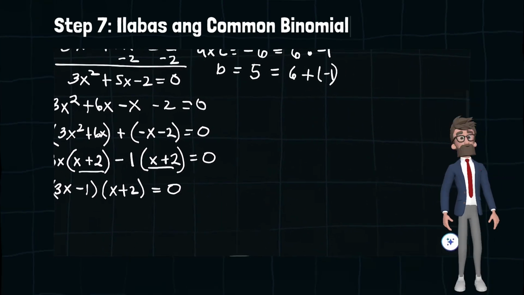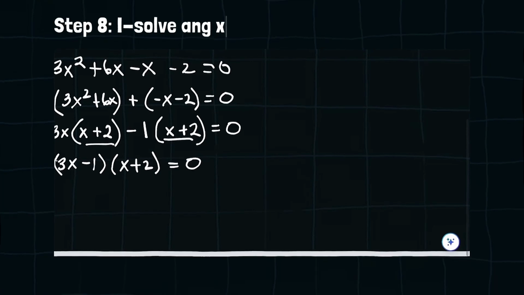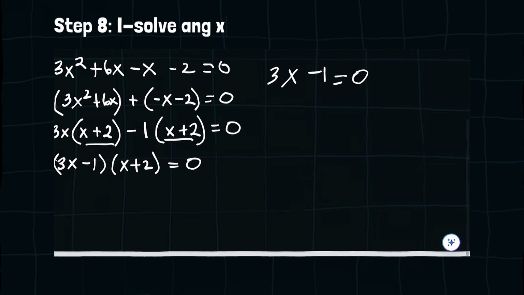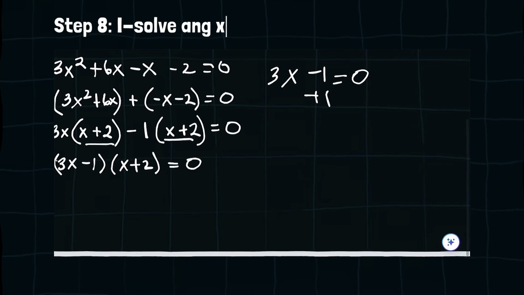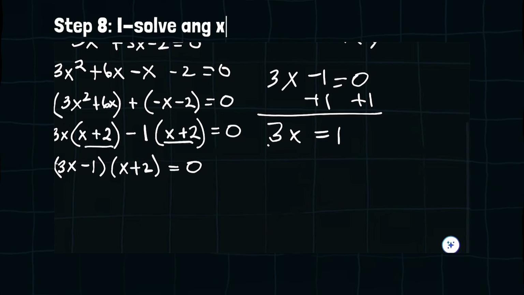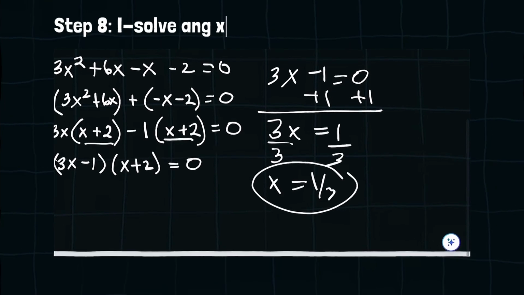Para sa huling step, we solve for x. Iset natin ang bawat part sa 0 at isolve ang x. Para sa 3x minus 1 equals 0, we isolate 3x by adding 1 both sides. So we have 3x equals 1. Dividing both sides by 3 will finally give us the final solution, which is x equals 1 over 3.